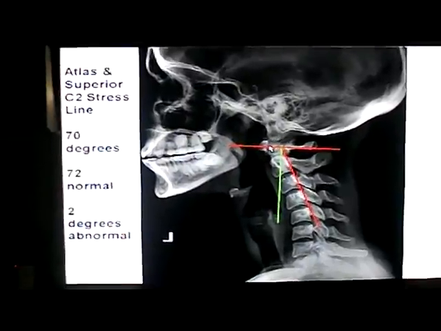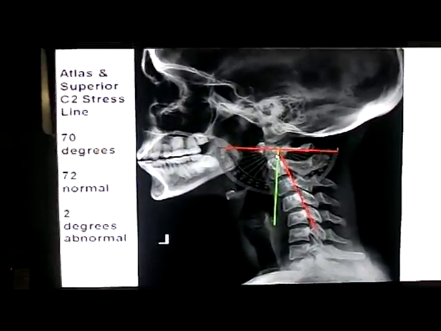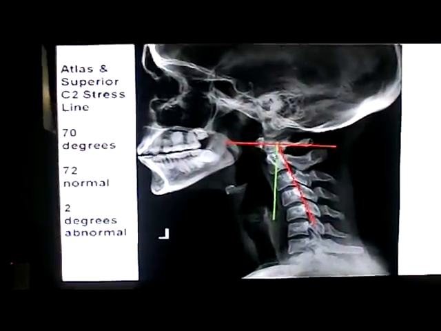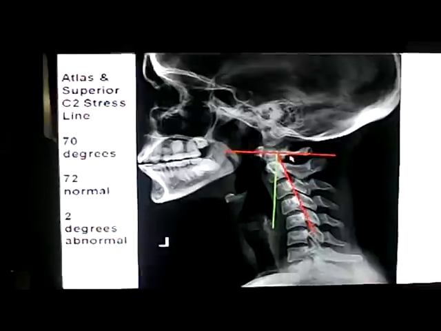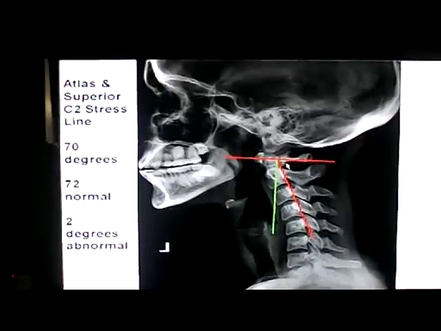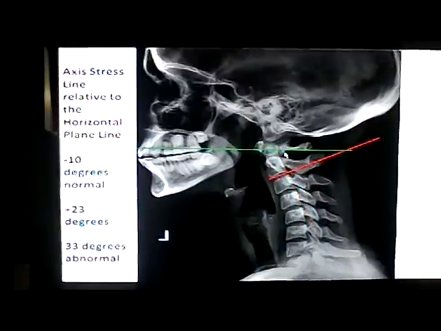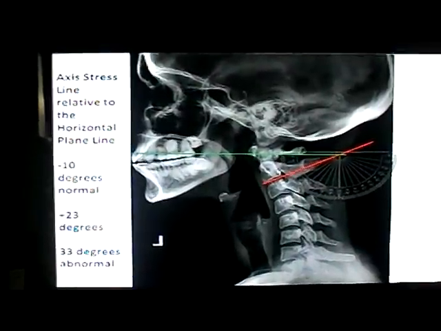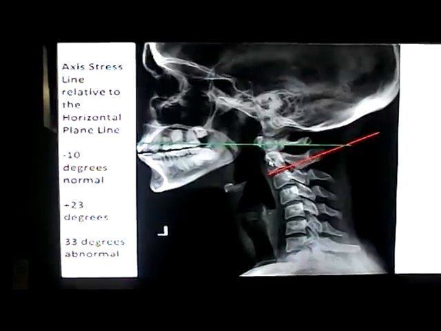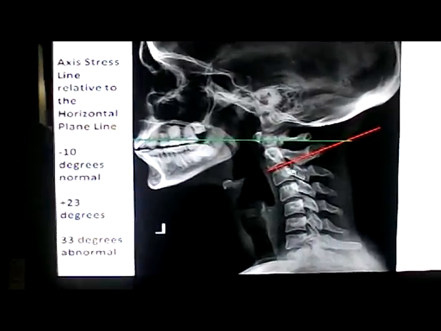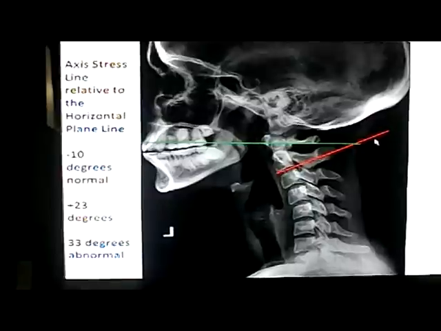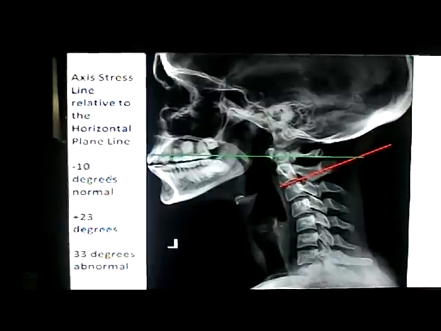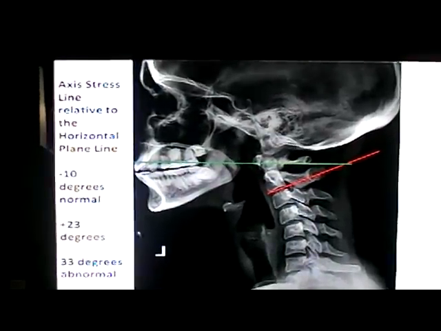The next thing I want to do is look at the atlas in relationship to C2. And here when we measure it, we can see that it actually measures 70 degrees, and 72 degrees is normal in this position as well. So we've got a 2-degree subluxation in this dimension relative to the atlas in relationship to C2. When we look at C2, and we're going to relate this to a horizontal plane line, the vertebral body's baseline of C2 should be at a minus 10 degrees. In other words, it should be going down. We can see this one is considerably superior. This one measures at a plus 23 degrees. Now, minus 10 degrees is normal. So, we've got a measurable subluxation here of 33 degrees.